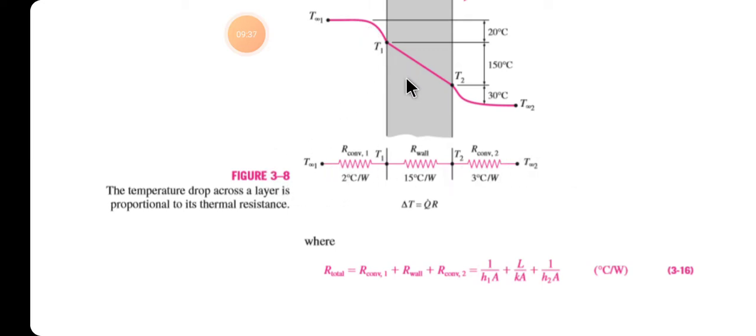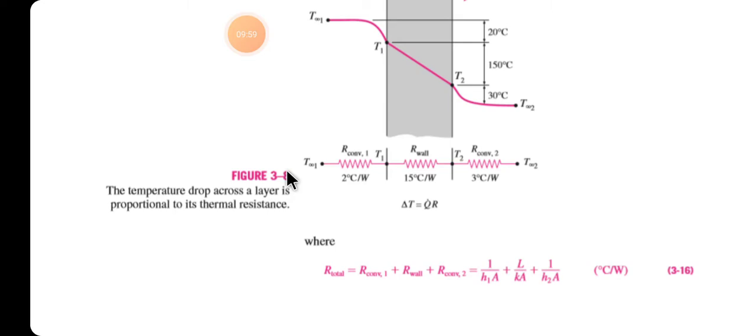So this is the solved example. The values are written over here. From T infinity to T1 there is a resistance of 2 degrees centigrade per watt, from T1 to T2 we have a resistance of 15 degrees centigrade per watt, and then from T2 to T infinity we have a resistance of 3 degrees.